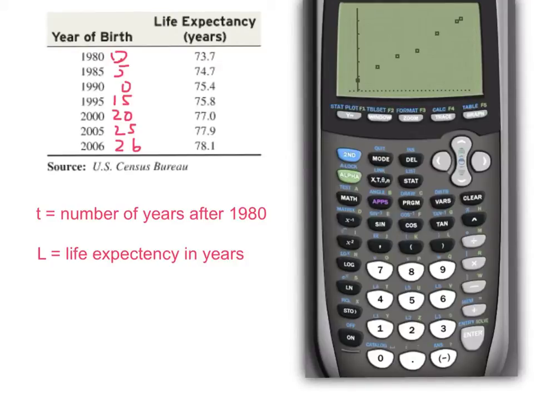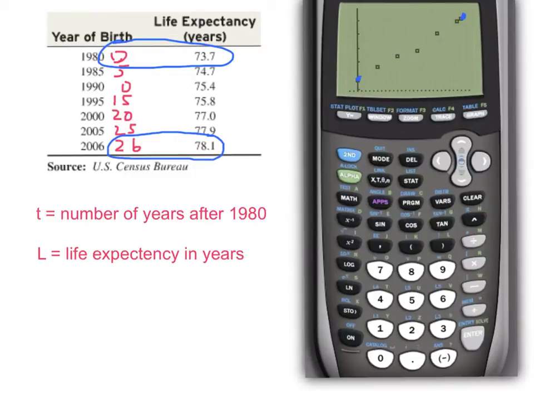But in this case, I'm going to use the very first ordered pair, which is 0, 73.7, and on the graph that shows up as this point right here. And then I'm going to use the very last ordered pair, 26 and 78.1, which is this one way at the end here. Now to me it looks like if I connect those 2 blue points with a straight line, that would give me a pretty good linear model for this set of data.